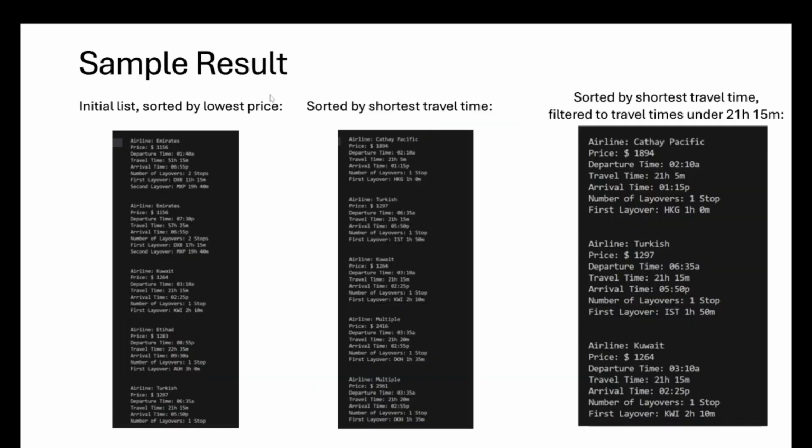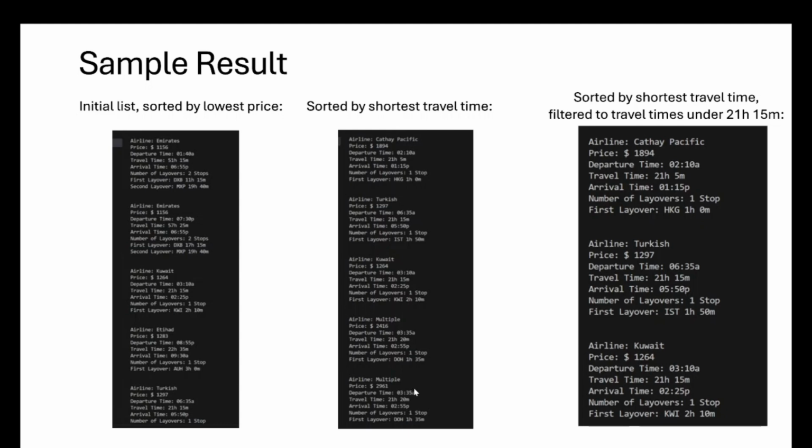Here's a sample search from a test result I did when you search for flights from Dhaka to New York. The first box here are the first few results when the list is sorted by price. As you can see, it ascends from 1156 to 1264. And then the next box are the first few results when sorting by travel time. As you can see, the travel time ascends here from 21 hours, 5 minutes to 21 hours, 20 minutes.